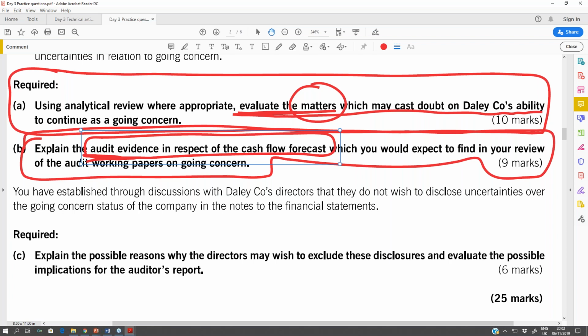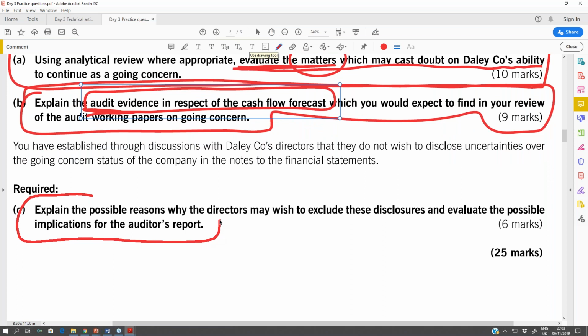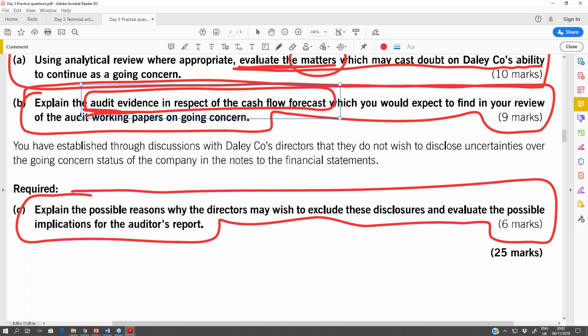Okay, then the last part of this question, C. Explain the possible reasons why directors may wish to exclude the disclosures and evaluate the possible implication for the audit report. In the 25 marks question, 10 marks was on going concern, no reporting. 9 marks was on evidence, no reporting. And you go to the exam hall saying question two is a reporting question. Question two is a completion and reporting question. After the 25 marks, 19 marks have been allocated on completion. 6 marks is coming on the report.